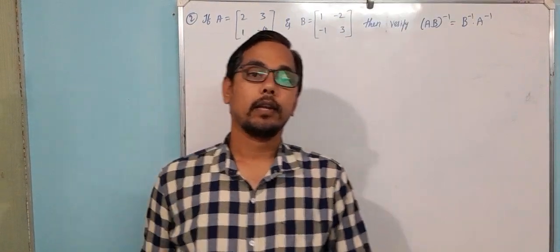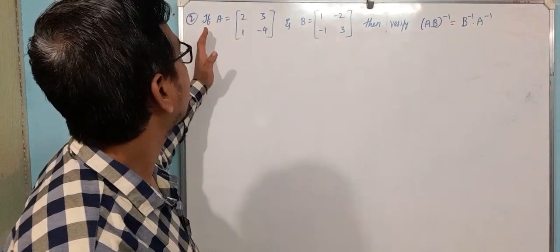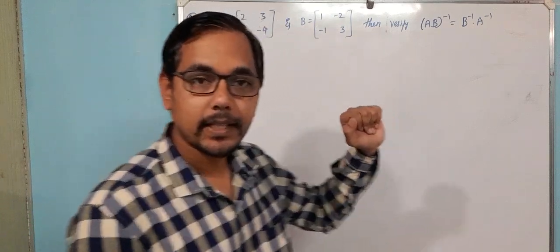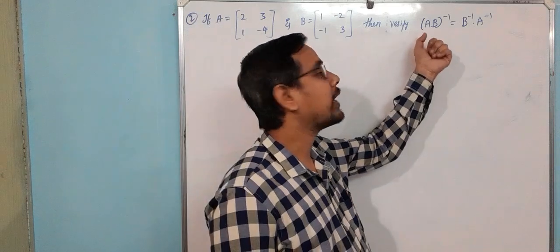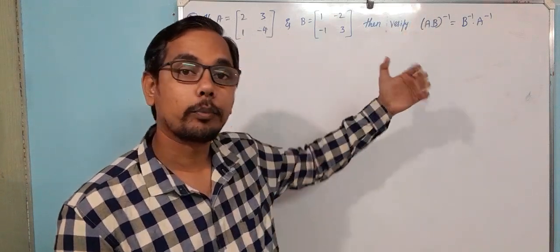Okay guys, let's continue with the second one. Here they have given two matrices. In the next problem, they have given us two matrices, and we need to verify that (AB) whole inverse is equal to B inverse into A inverse.